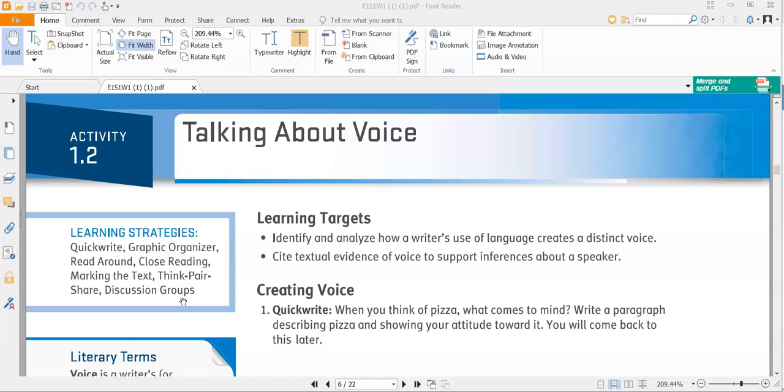Your learning strategies for today are quick write, graphic organizer, read around, close reading, marking the text, and then the last two, since we're doing this remotely, won't be something that we work on.